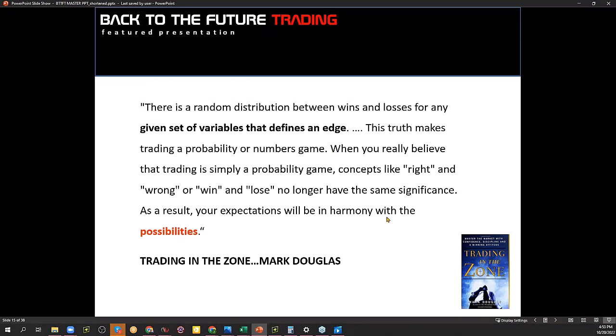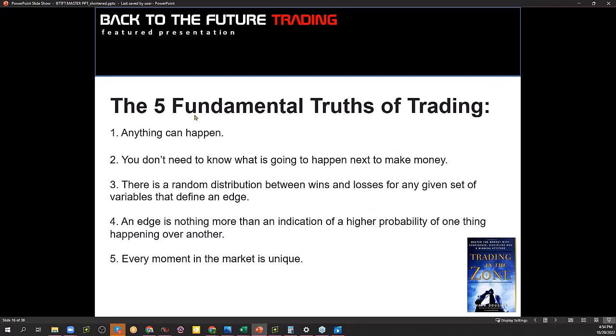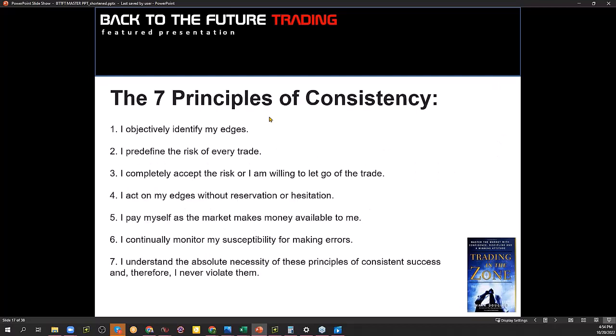There is a random distribution between wins and losses for any given set of variables that define an edge. This truth makes trading a probability or numbers game. When you really believe that trading is simply a probability game, concepts like right and wrong or win and lose no longer have the same significance. As a result, your expectations will be in harmony with the possibilities. Thank you, Mark Douglas.